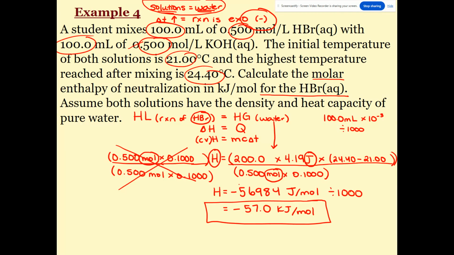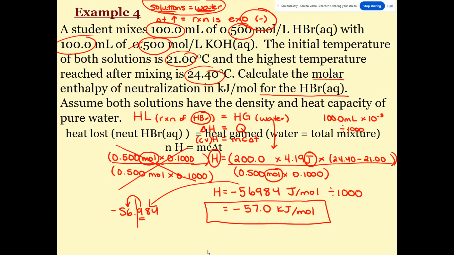If you are unsure how I got that, when I divided this by 1,000, I got negative 56.984. If I'm rounding it here, the 9 rounds the 6 up. That's why it becomes negative 57.0. Whenever you're cutting off a 5 or more, it rounds the last digit that you're keeping up by 1. Okay?